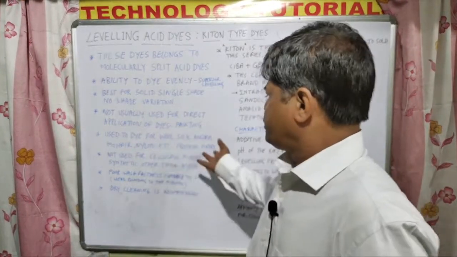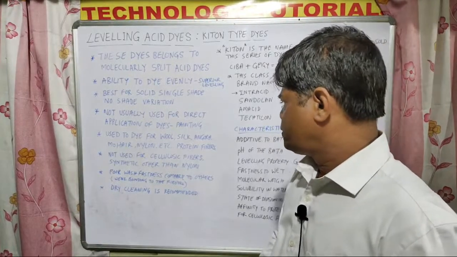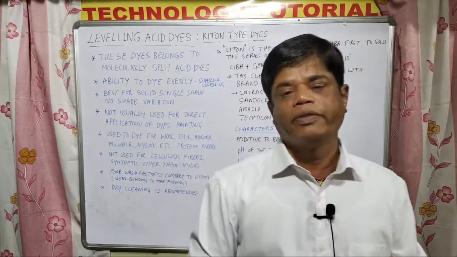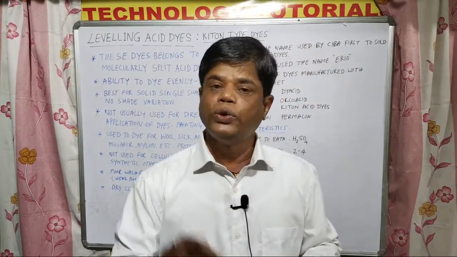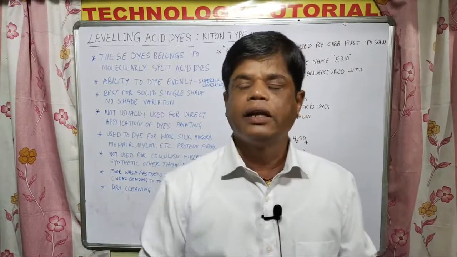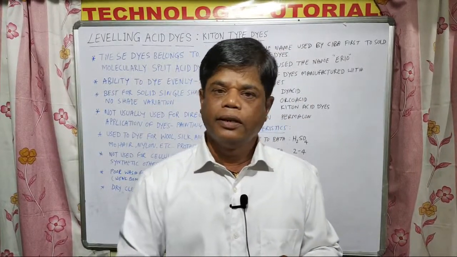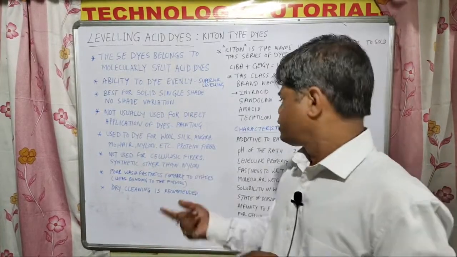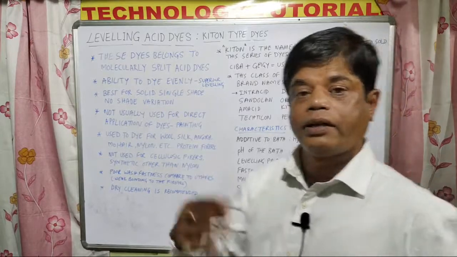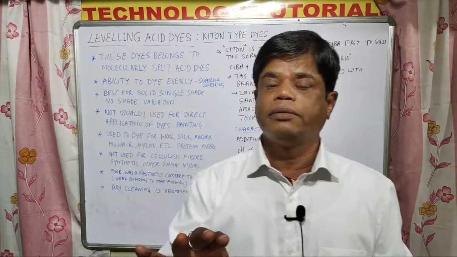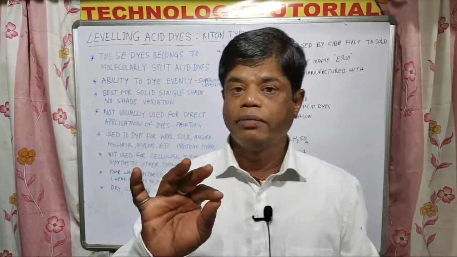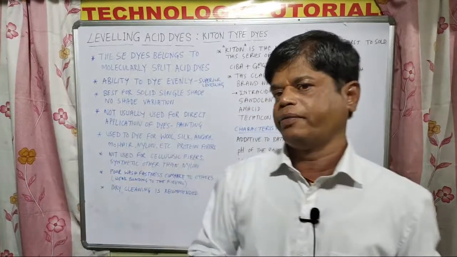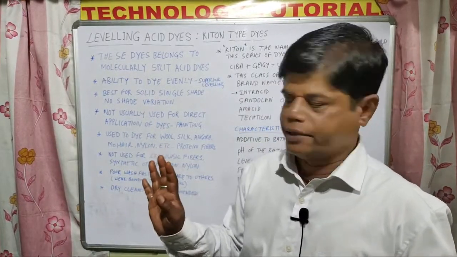This class of dyes is not preferred for cellulosic fibers like cotton, linen, hemp, and jute. Other than nylon, among synthetic fibers such as polyester, acetate, acrylic, and olefin, leveling dyes are not recommended.